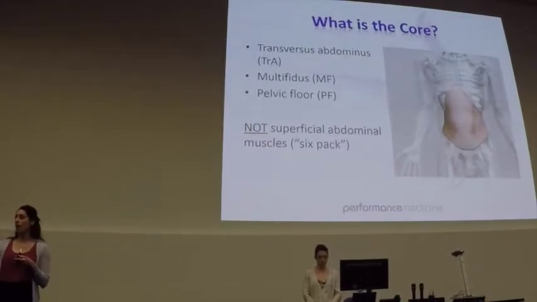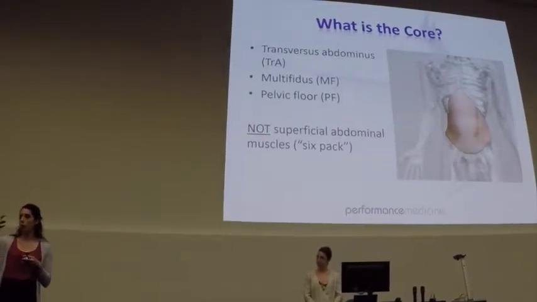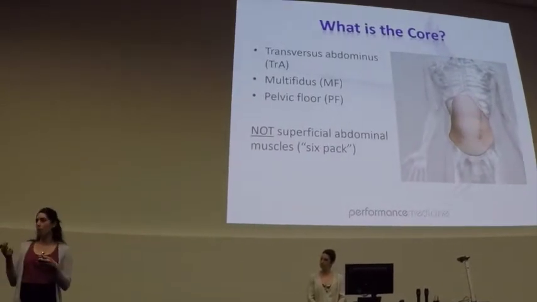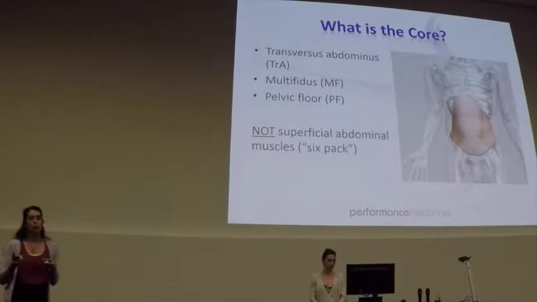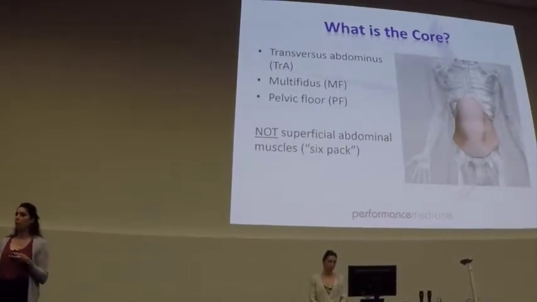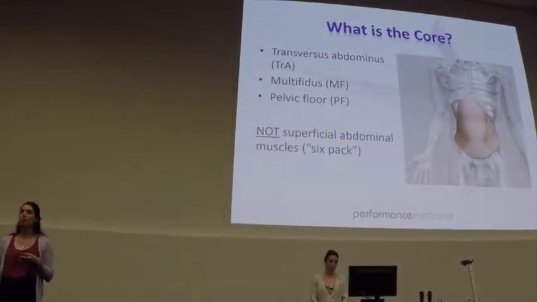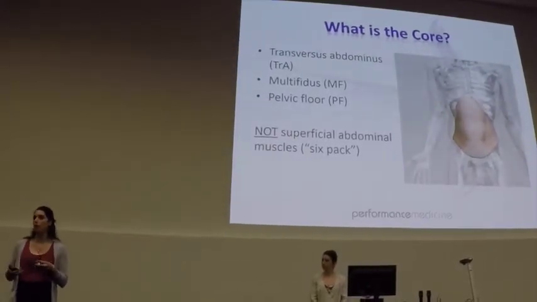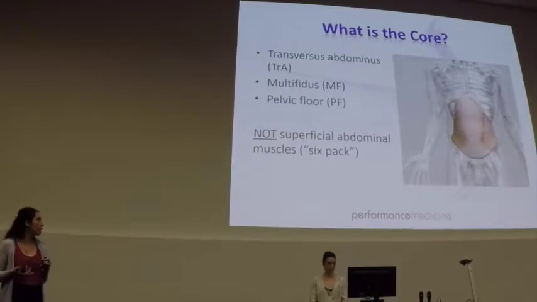The multifidus muscle bellies are very short muscles, and they run between the vertebrae, the spinal bones. And the final muscle group of the core is the pelvic floor muscle group, a sling of muscles at the base of the pelvis. One of the primary roles of this muscle is to support the organs of the pelvis.